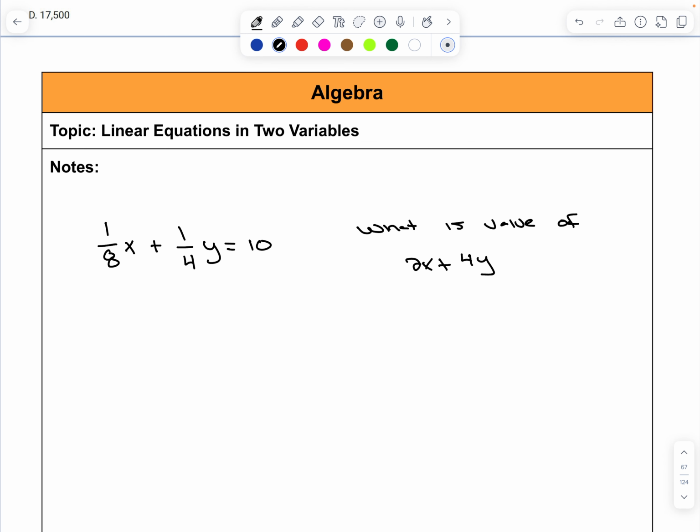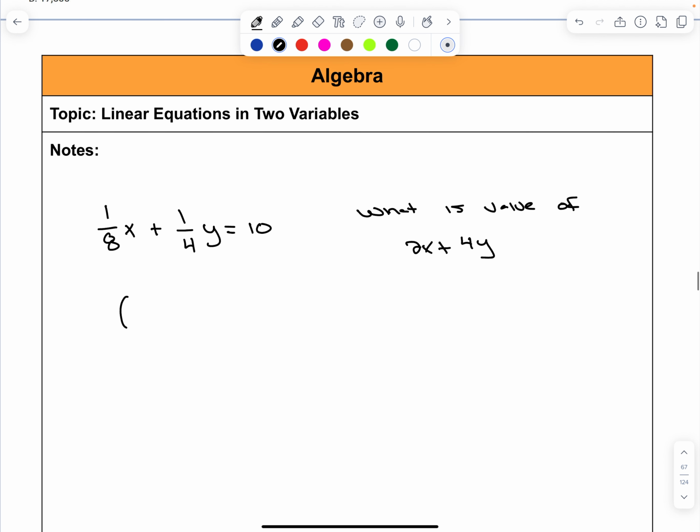So we'll have to do some math in our head. If it's not totally transparent, that's totally fine. In this situation, if we take both of these numbers, 1/8 and 1/4, and we multiply them by 16, let me actually put the parentheses around this. Cool. So what is 16 times 1/8? Well, 16 times 1/8 is 2x. 1/4 times 16 is 4y. And that is equal to, well, what's 16 times 10?